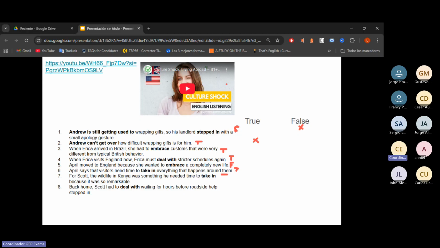Yes. So in this case, this one is false, because also remember that he went to Kenya to be a volunteer to work in wildlife. So he was expecting something about the wildlife. Okay, so it wasn't the remarkable part of the experience. The remarkable part was how the community helps other people and how they feel together.